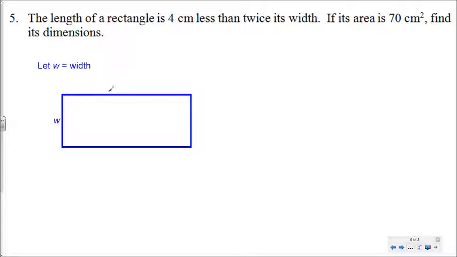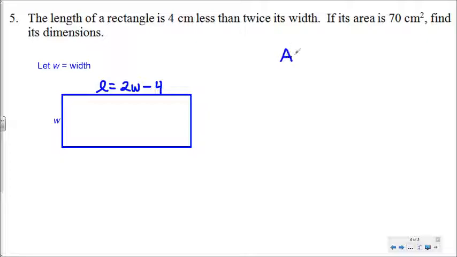Well then, let's represent the length. The length, which you can use as an L, is 4 centimeters less than twice the width. So I need twice the width and then 4 centimeters less than that. Well, we've already represented the width by W, so the length will equal twice the width and then 4 less, so I'll have to subtract off 4. And I get this.